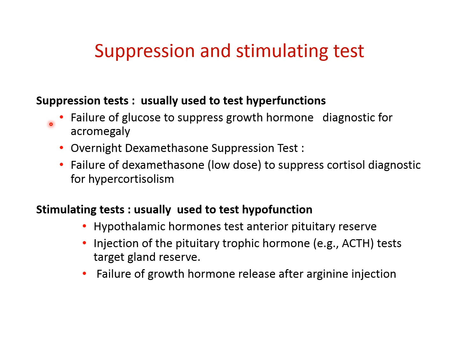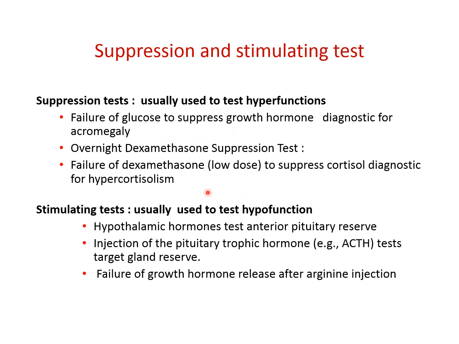Or what I mean is that if you give glucose, usually due to hyperglycemia, the growth hormone level will be low. So if you suspect a patient has acromegaly due to hypersecretion of growth hormone, and you give the patient glucose and the growth hormone level is still high, it means that there is a problem with growth hormone secretion, and it's more likely the cause of acromegaly.